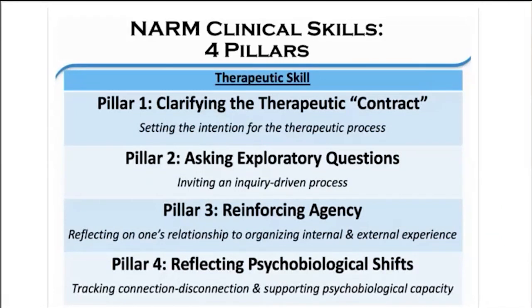And this is quite succinctly described in the NARM model of the 4 pillars. I'll touch on them briefly, just so you get an initial sense of what these 4 pillars stand for. The first pillar speaks to the fact that all our exploration and inquiry with the client is based on the client's intention. What is it that they want for themselves from the therapy?